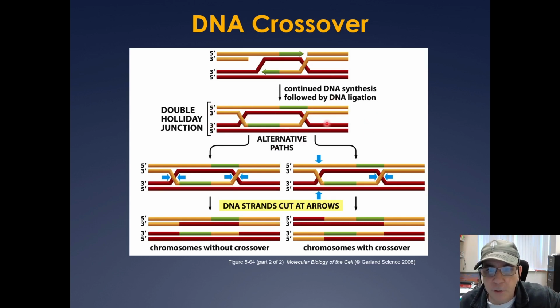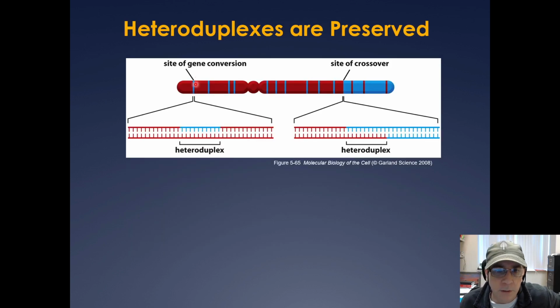Okay, so once you have your double Holliday junctions formed, once again, if the cut occurs here and occurs here, what you're going to get is just a heteroduplex without a crossover. If it happens here and it happens here, across here, you're basically going to get heteroduplex DNA with a crossover. Okay, and so here's what they're going to look like. Here's just your plain old heteroduplex without a crossover, and then your heteroduplex with a crossover.